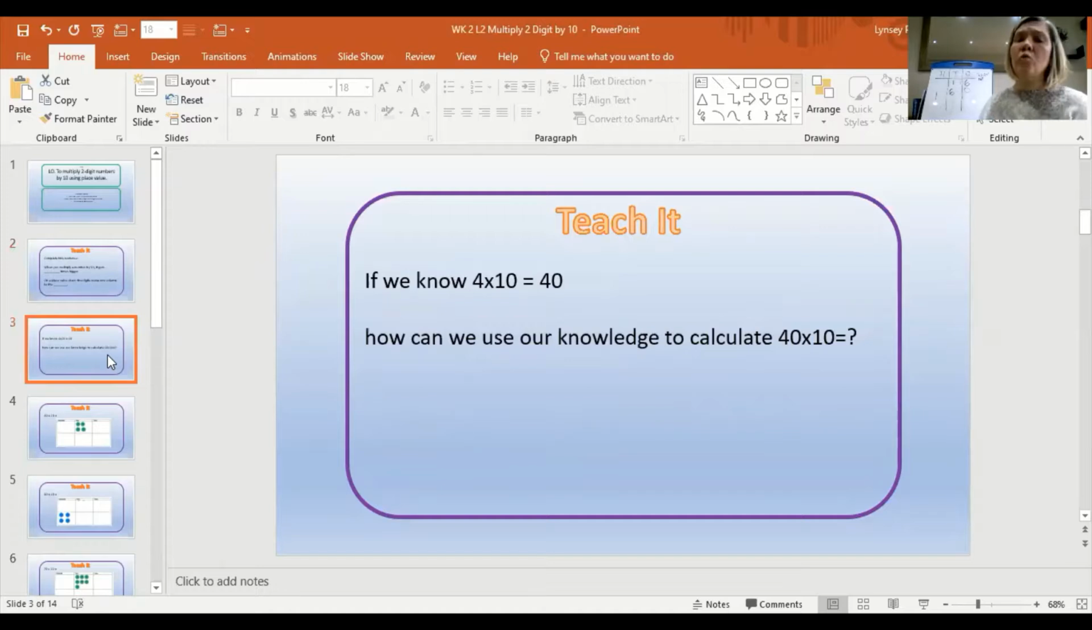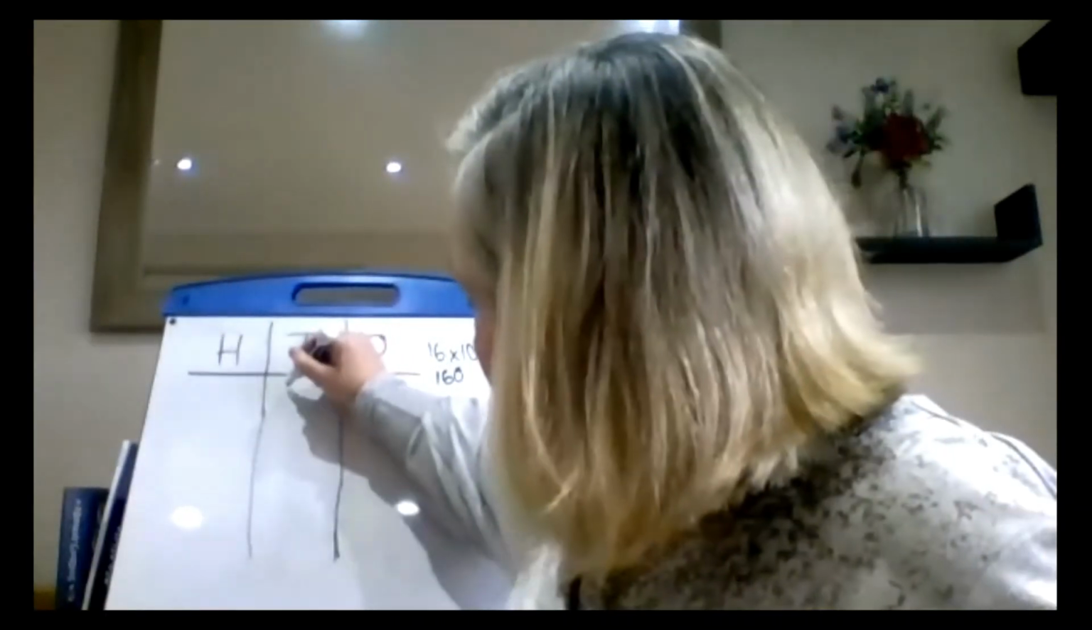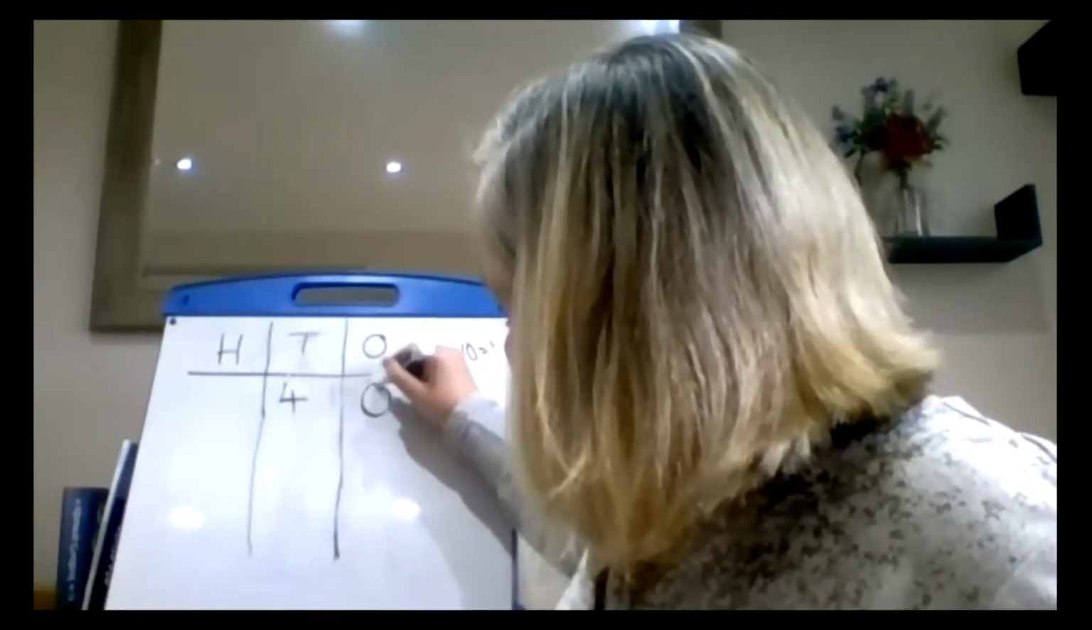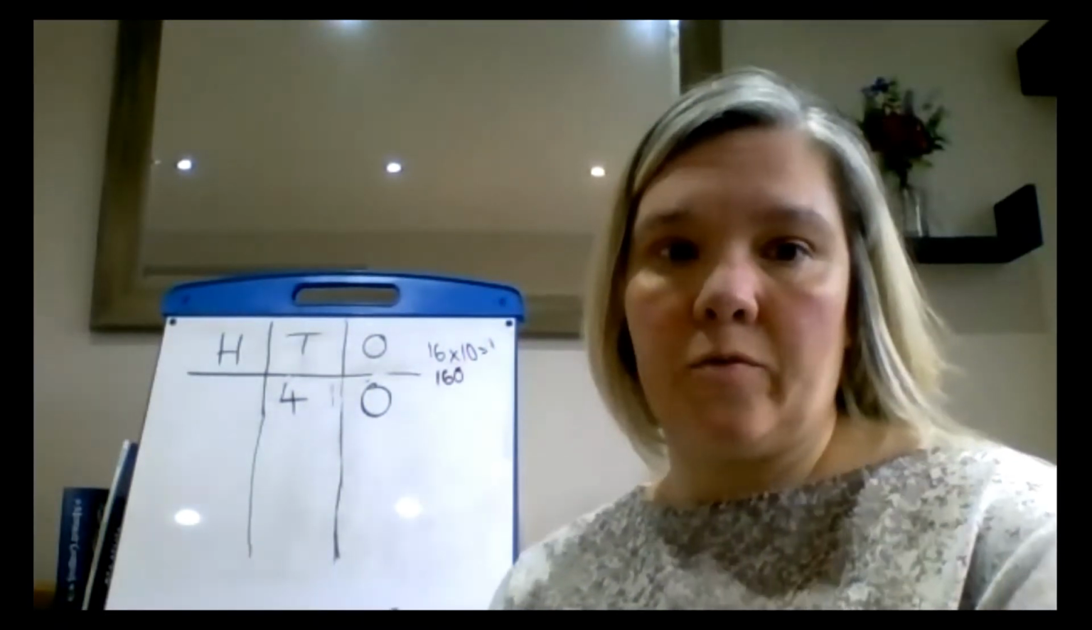So we all know that 4 times 10 is 40, don't we? 4 times 10, 10, 20, 30, 40. Okay, we know that. So how can we use that knowledge to calculate 40 times 10? Well, straight away, we know that we are making it how many times bigger? We are making that number 10 times greater. So if we've got it on our place value, we've got 40. And we are making that 10 times greater.